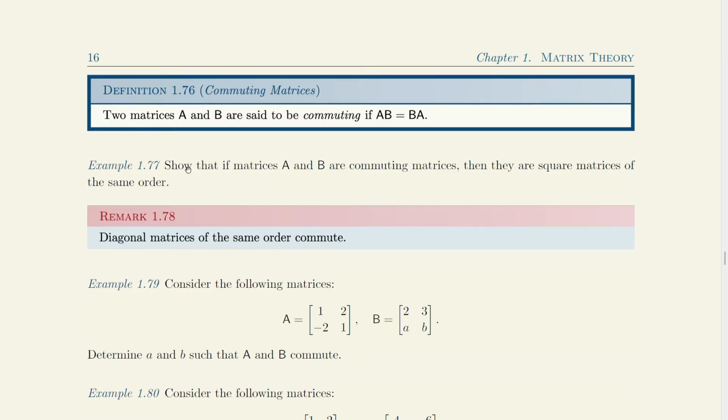By the way, show that if matrices A and B are commuting matrices, then they are square matrices of the same order. So don't look for rectangular matrices to be commuting. They cannot be commuting. If there is a chance that you can find commuting matrices, you should look for them among square matrices of the same order. Okay, why? This is my question for you.